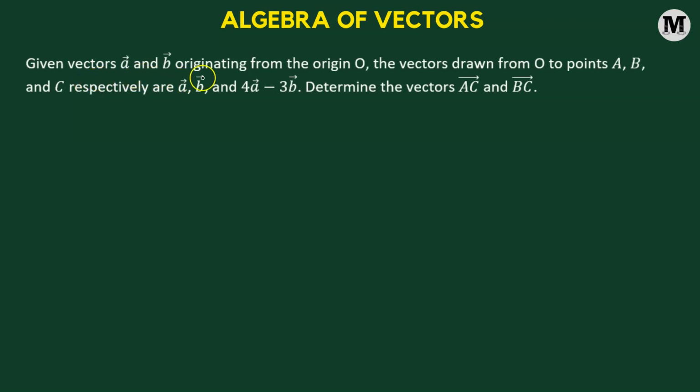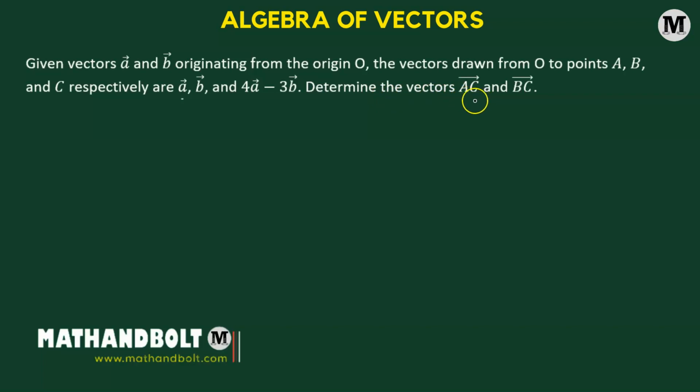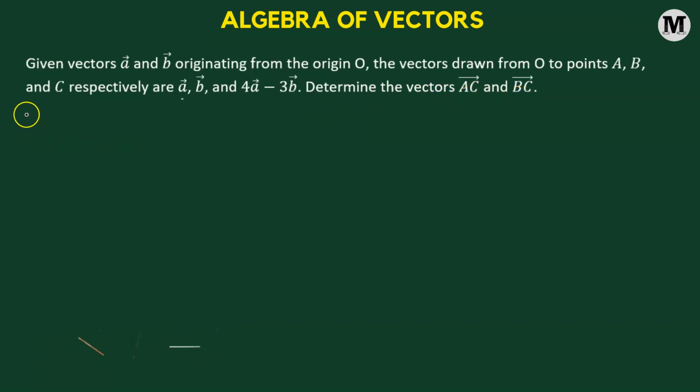Given vectors A and B originating from the origin O, the vectors drawn from point O to the points A, B, and C respectively are given by vector A, vector B, and 4 vector A minus 3 vector B. We need to determine the vectors AC and BC. Let us begin. First, let's try to understand the problem.